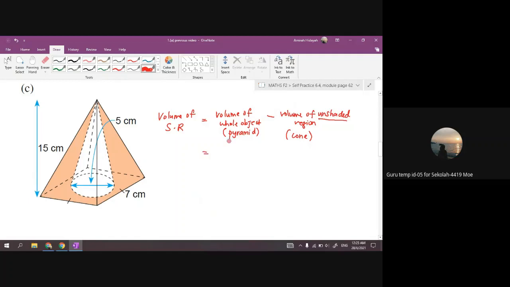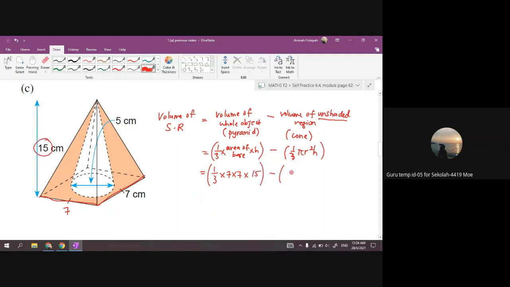Right. So the volume of the pyramid, you already know the formula is 1/3 times area of base times height, minus volume of cone, 1/3 pi r square h. So the area of base for this pyramid is a square, right? So 7 is the length and width, the length and width are both 7. So 7 times 7 times the height of the pyramid. It is already given as 15.